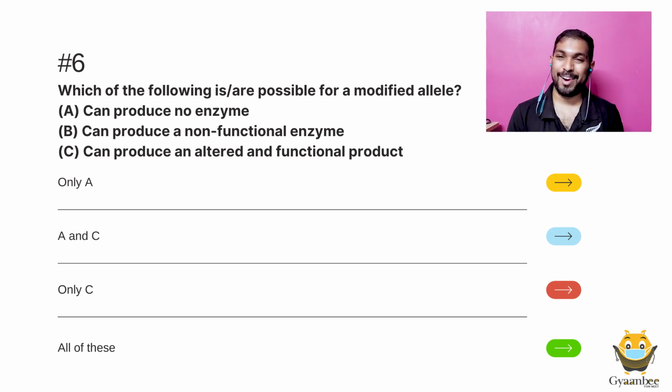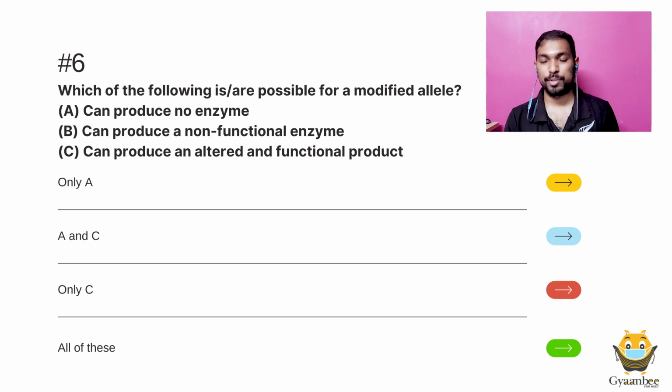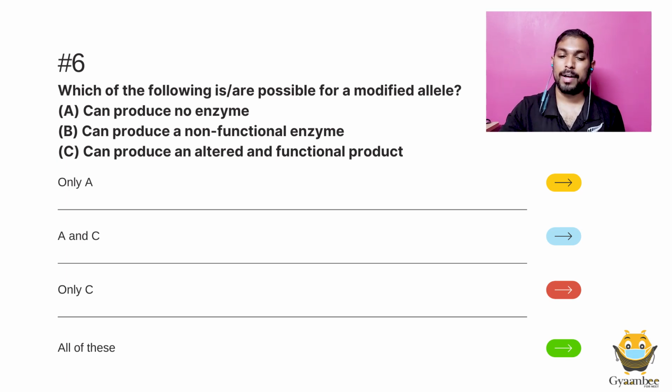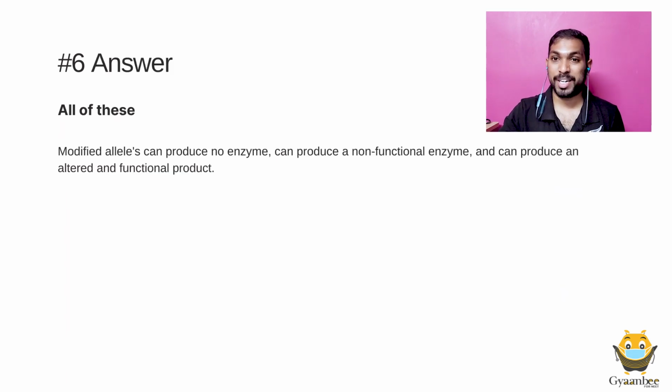Again here, a lot of you were very close to getting the right answer. Most of them answered A and C, which is can produce no enzyme, can produce an altered and functional product. But the answer is in fact option D, all of these. So modified alleles can produce no enzyme, can produce a non-functional enzyme, and can produce an altered and functional product. So all 3 options are in fact the right options. So all of these is the answer I was looking for.